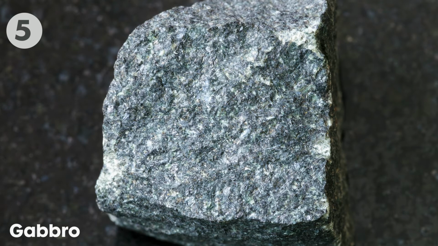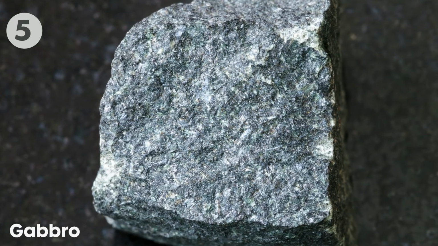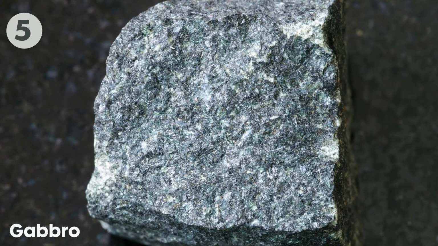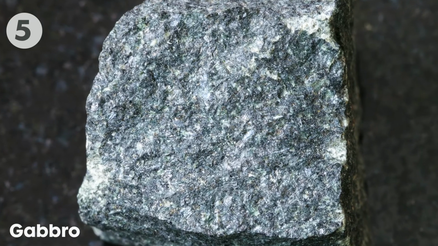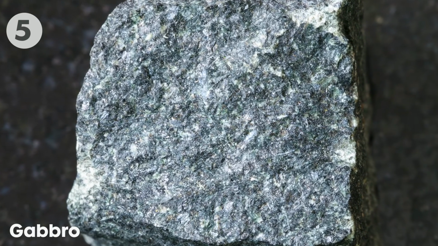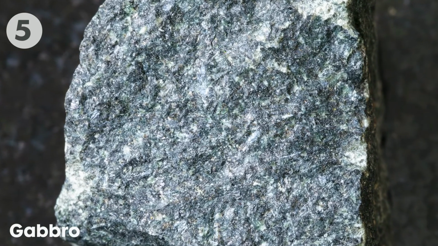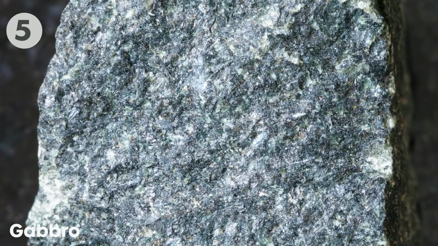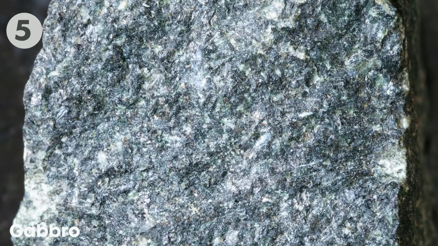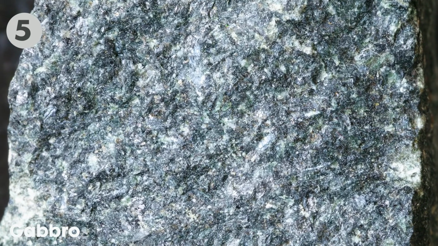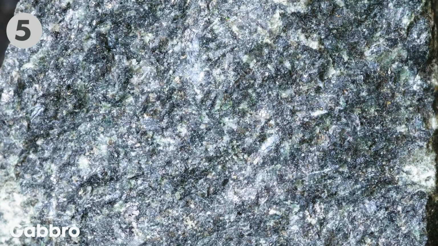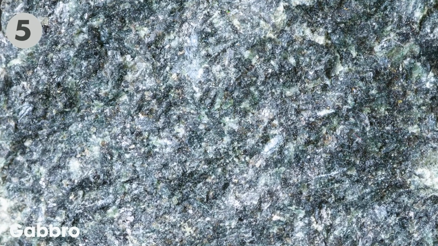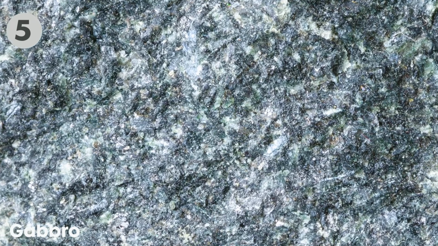Number 5. Gabbro. Gabbro rock is easily identifiable because of its dark color and coarse-grained type of rock. It's an intrusive rock. Though it has many hues to it, most of the time it is dark green or black in color. It is mostly made up of minerals like augite and plagioclase.